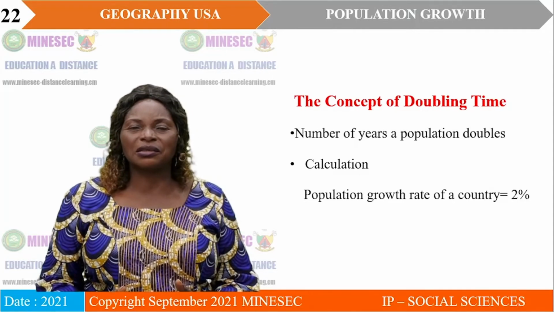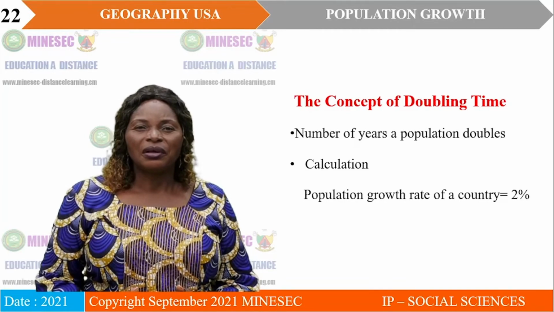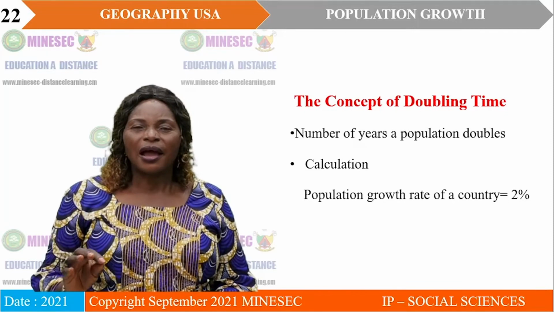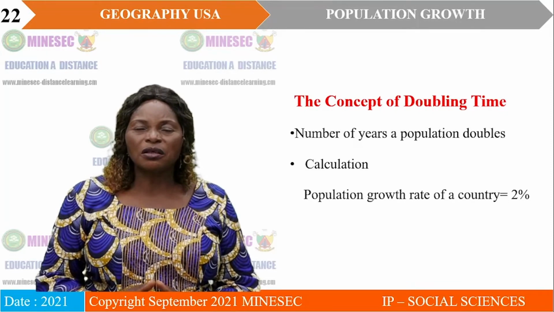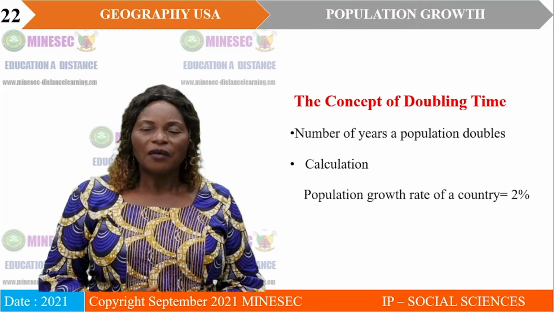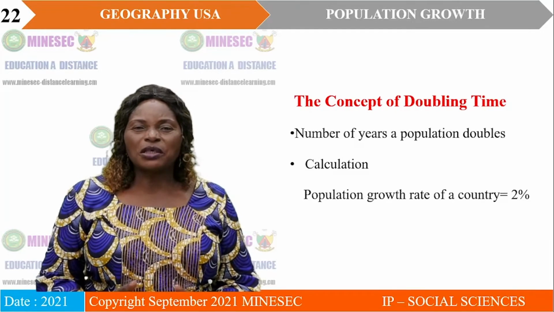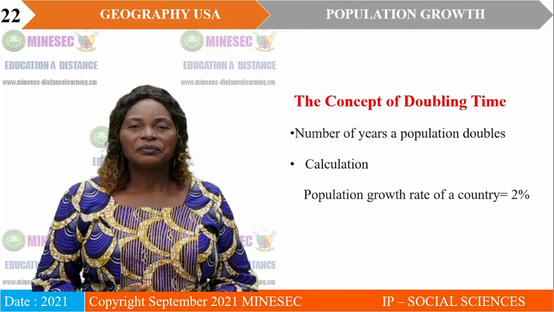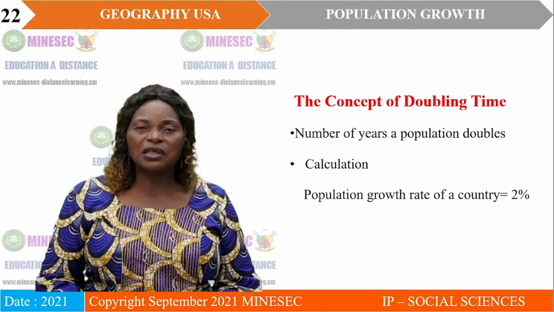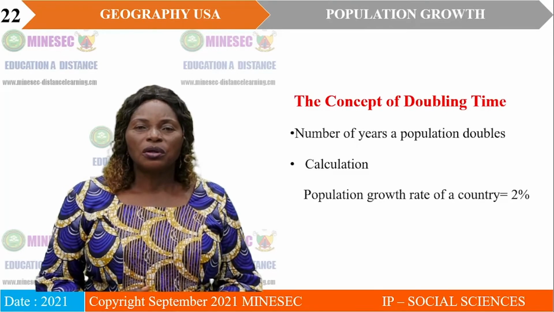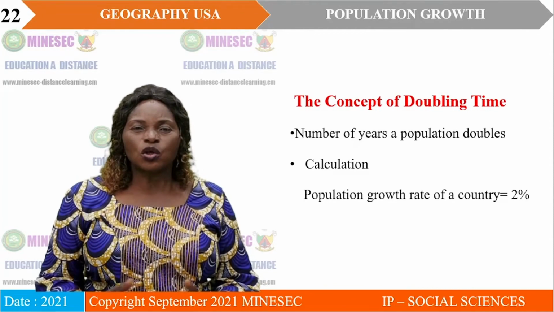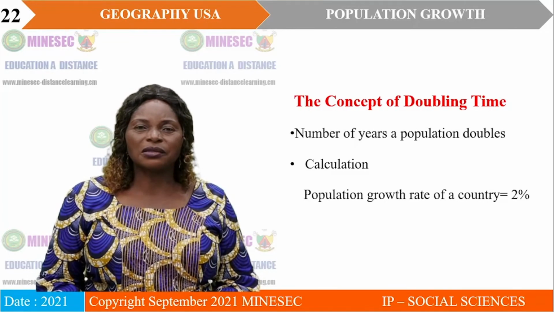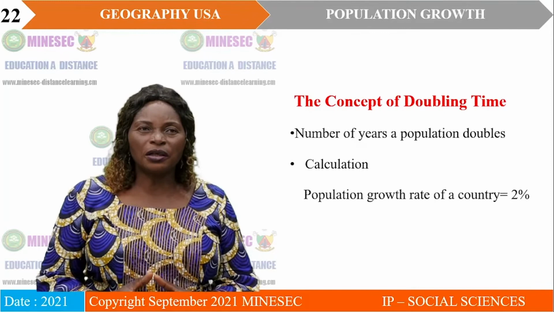How is it calculated? It is calculated by using 70. You take 70, which is a constant, and you divide by the population growth rate. For instance, if the population growth rate of our country is 2%, the doubling time will be 70 divided by 2, which will give us 35 years. So the population of Cameroon will take 35 years to double in size. So that is doubling time.